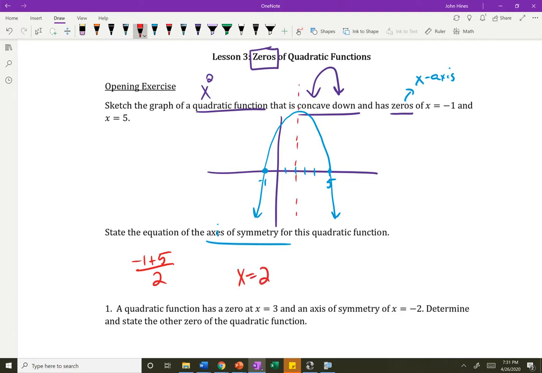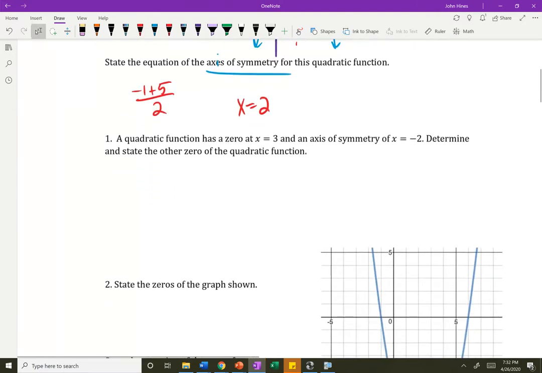X equals 2. It's a vertical line such that the parabola gets reflected over it and it lands on itself. It's the mirror image. If I was to hold a mirror up to it, it'd look exactly the same. So that was just a review of the last 2 lessons we did.